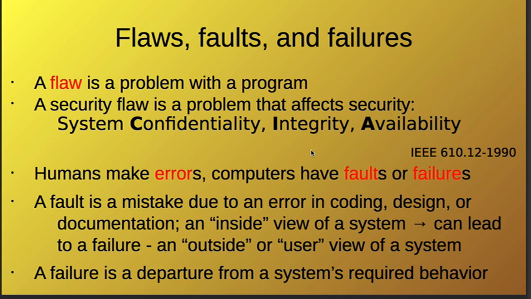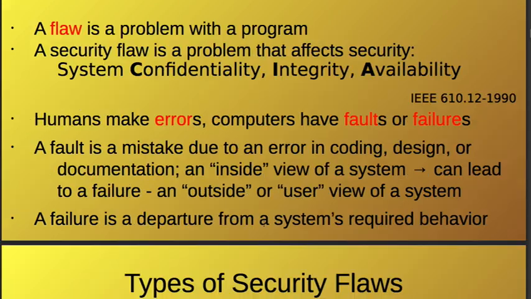It's something on the inside of a system that can lead to a failure on the outside, or the user view of a system. A failure, on the other hand, is a departure from a system's required behaviors. So you have a set of required behaviors, and if a system doesn't follow those required behaviors, then you say that you have a failure, and that could be due to a hardware failure too. Okay, so I hope these four terms make sense: flaws, errors, faults, and failures. They have very specific meanings.